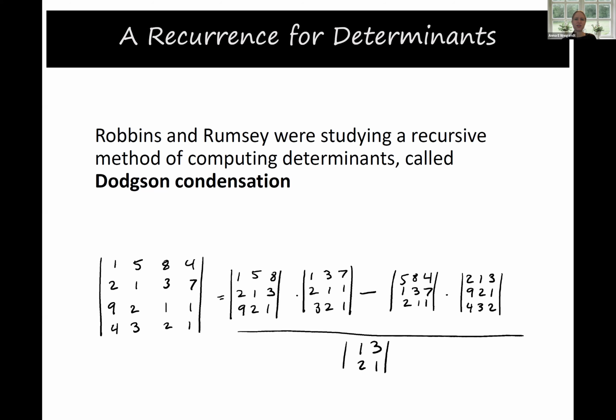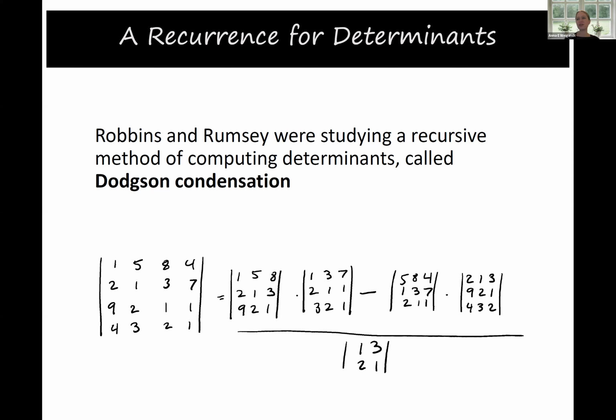So one of the original reasons that people started thinking about these matrices was coming out of this recursive way of computing determinants called Dodgson condensation. So Robbins and Rumsey were studying this Dodgson condensation, named for Charles Dodgson, who you might know better as Lewis Carroll, author of the Alice in Wonderland books. But anyways, he was a mathematician and he was studying some good stuff about determinants.